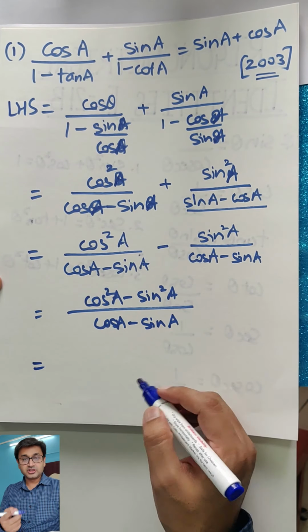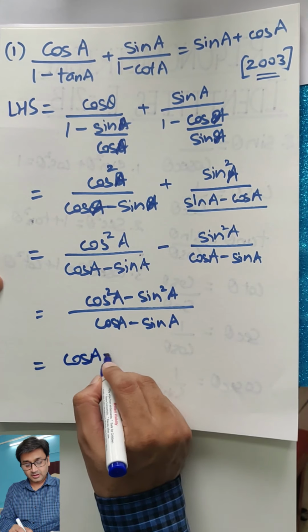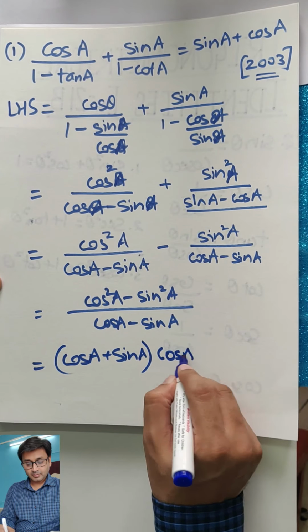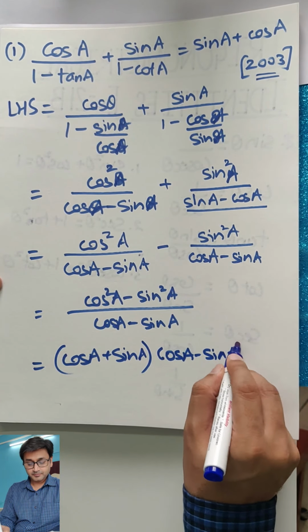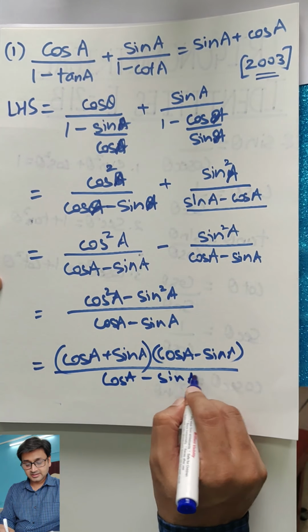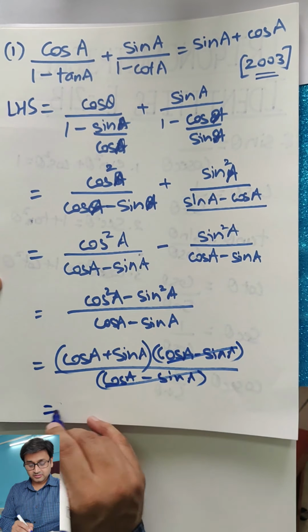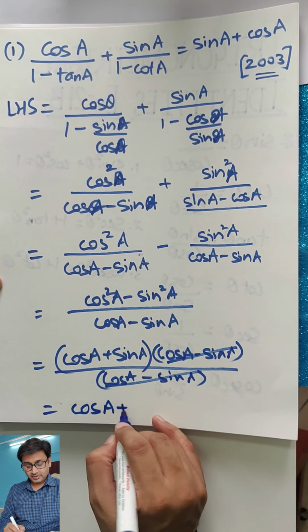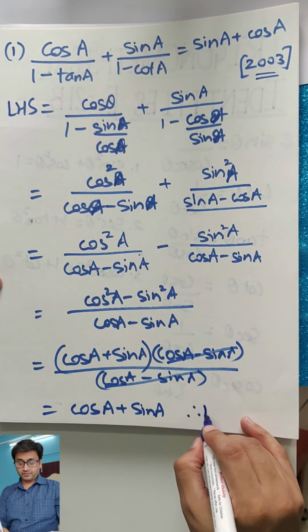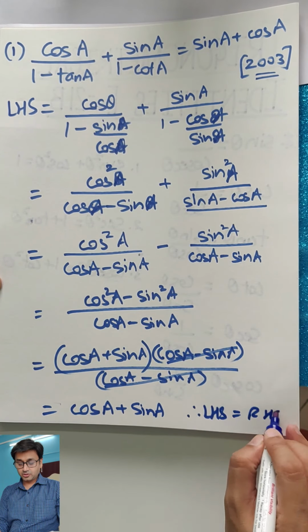A square minus B square will give you A plus B into A minus B, upon cos A minus sine A. So this gets cancelled. What is left is cos A plus sine A, and that's what you wanted. So you can say therefore LHS is equal to RHS.